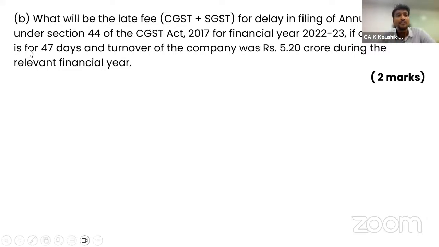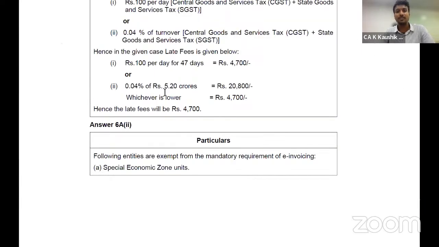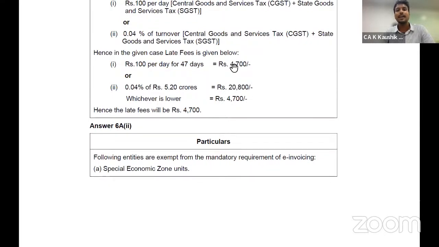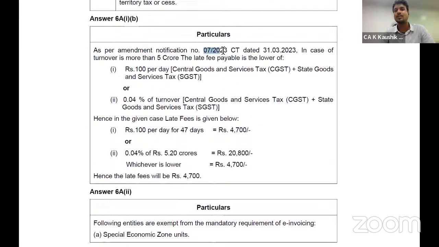For financial year 22-23, if the delay is for 47 days and the turnover of the company was 5.2 crore. So clearly, for the annual return, the late fee is 0.04% of the turnover if turnover is more than 5 crore, or 200 rupees per day. So if you see here, 0.04% of the turnover or 100 rupees per day, whichever is lower. So 100 rupees per day is 4,700. 0.04% of 5.2 crore is 20,800. Whichever is lower, 4,700. This is given as per notification 7/2023, ending 31st March 2023.